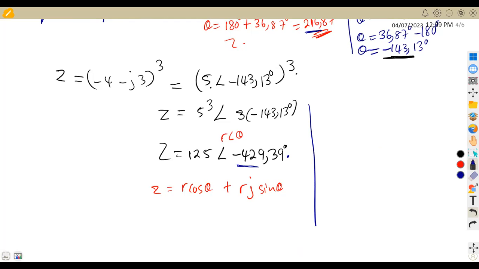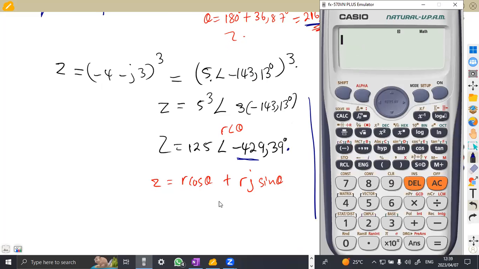So how do I convert back to rectangular form? All right, let me show you the screen here. This time you want to convert to rectangular form. So it's shift, rectangular, Rec, like this. You use these values, 125 as it is. You separate with a comma, so it's shift, you use this comma here. Negative 429.39 like this. You close the bracket, equal to.